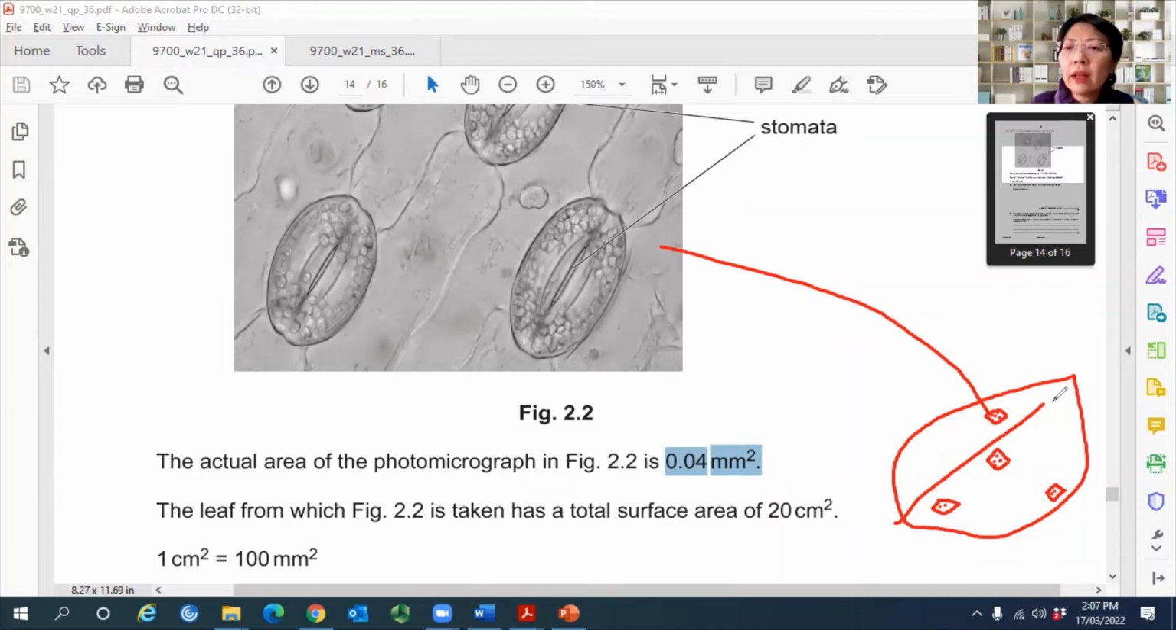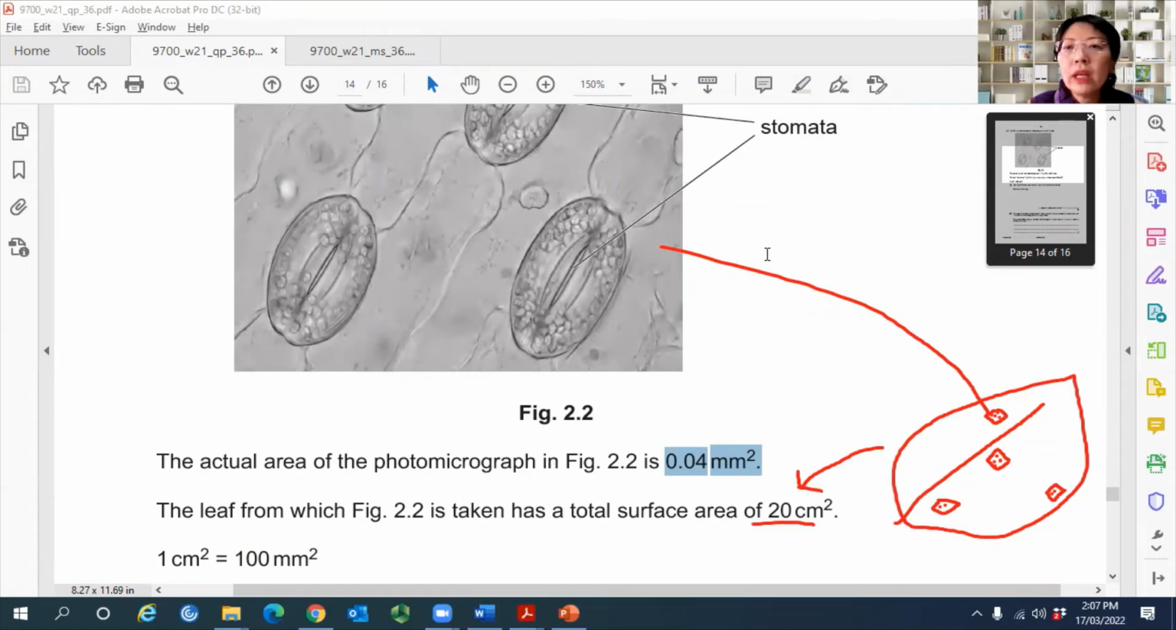So therefore, different locations in the leaf may have different density of stomata, that means how many stomata per unit area. So this calculation to estimate the total stomata here is actually not accurate. The best thing is we need to count the stomata in different areas of the leaf, and from there we calculate the mean, and from the mean we find out the total in the entire leaf. So that is more accurate.